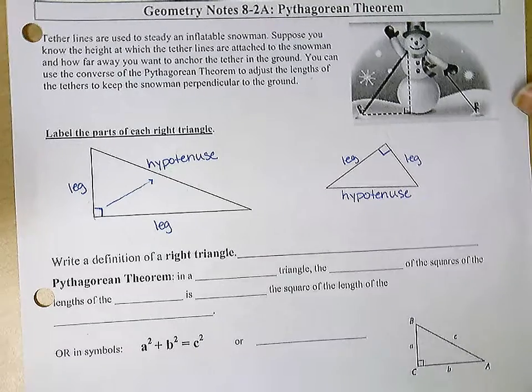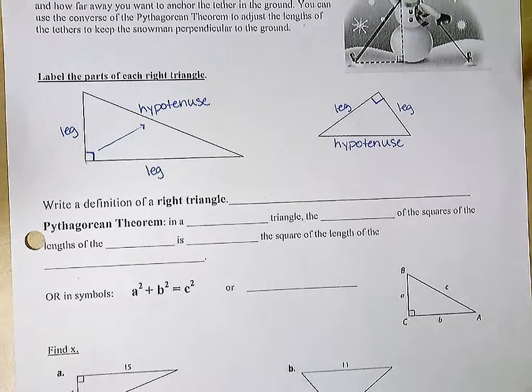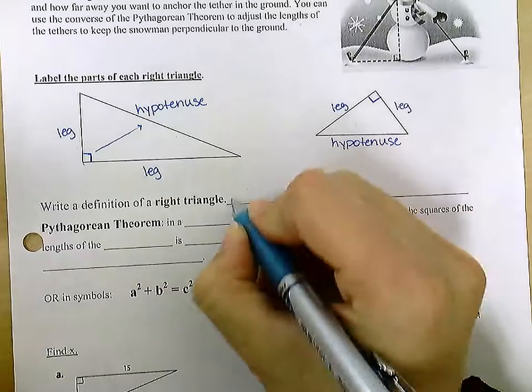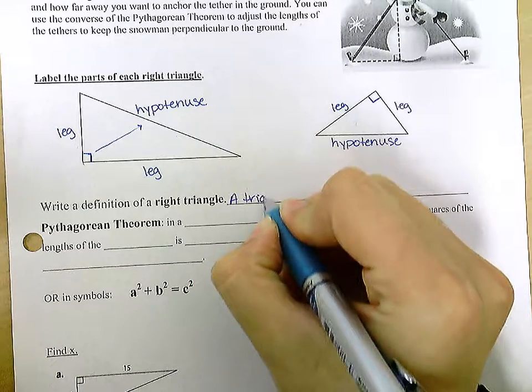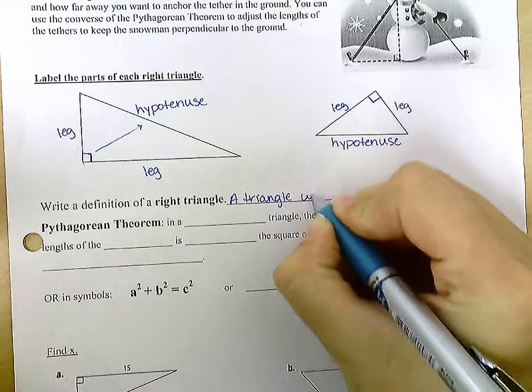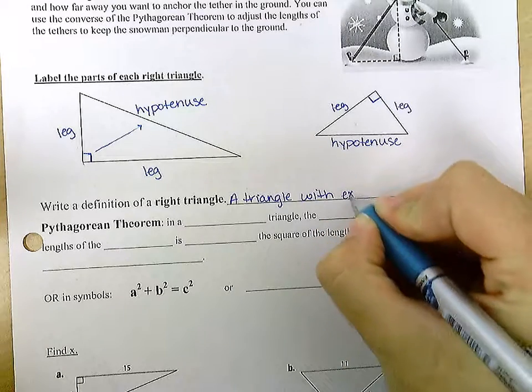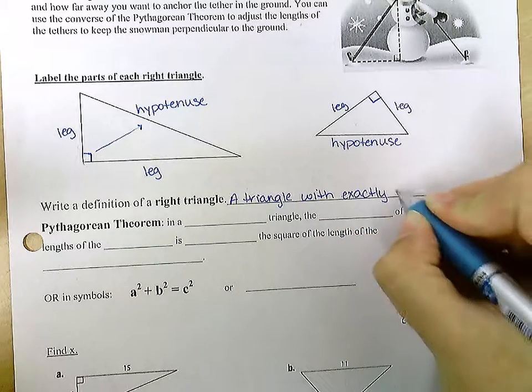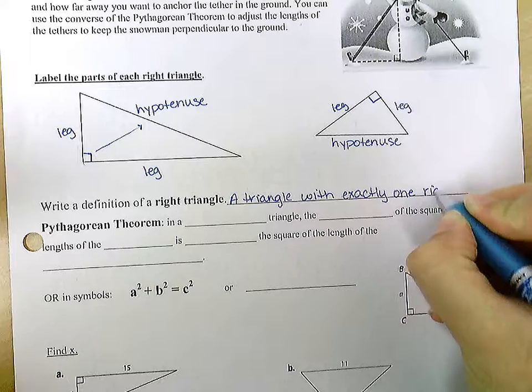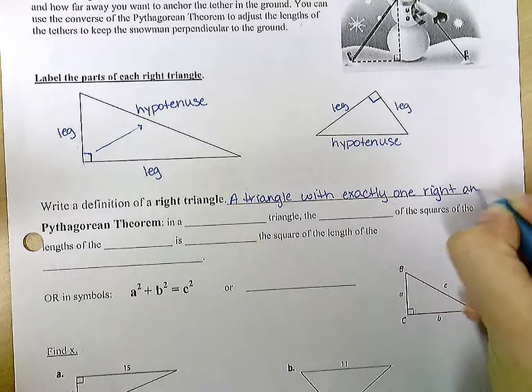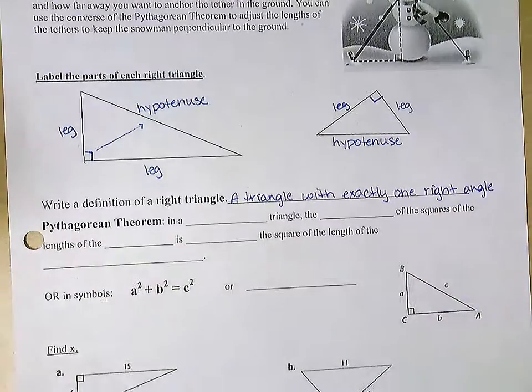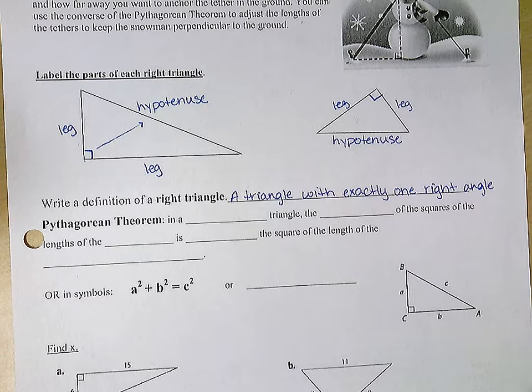Okay, so definition of a right triangle. It is a triangle with exactly one right angle. So you have one right angle within your triangle. It is considered a right triangle.